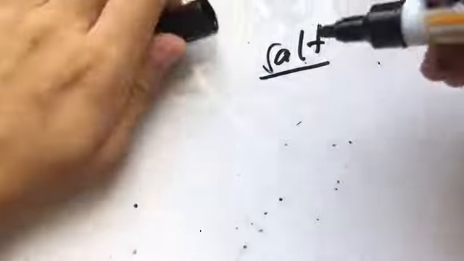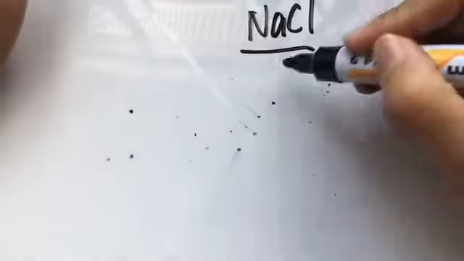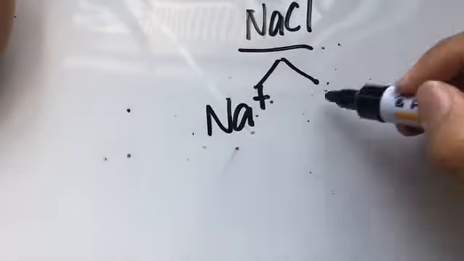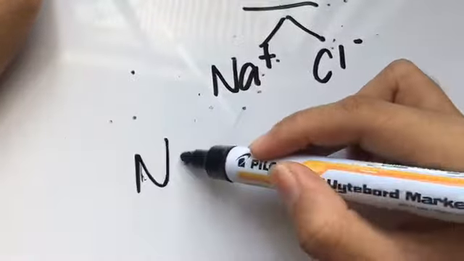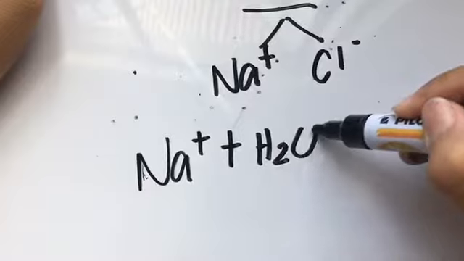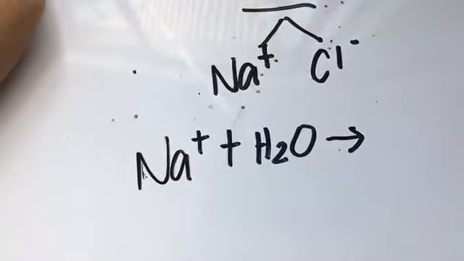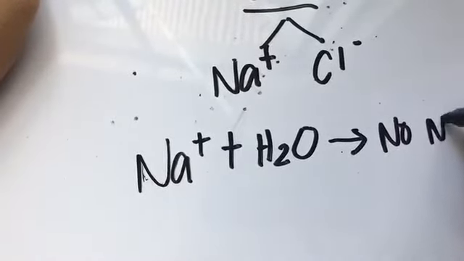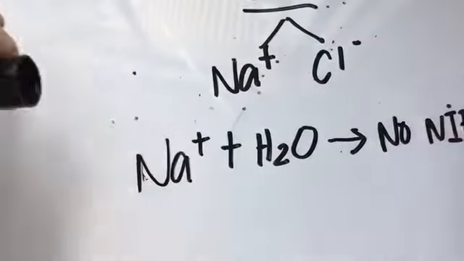So for example, we have here a table salt, NaCl. NaCl can dissociate into sodium ion and chloride ion. So its net ionic equation in water is Na+ plus H2O. What would be its product? It will have no net ionic equation.